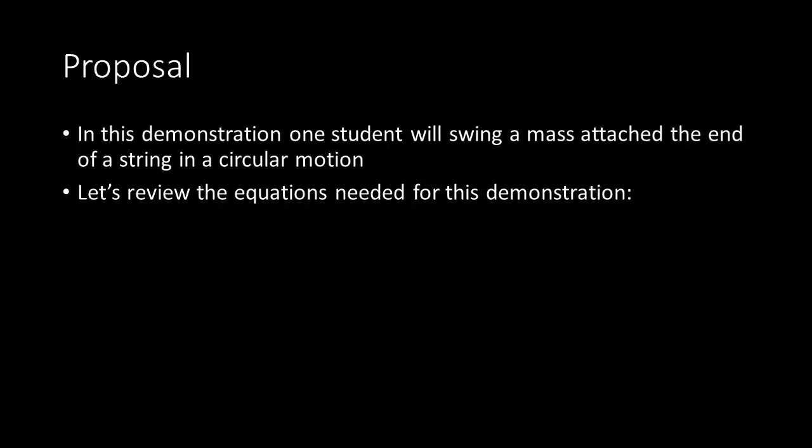Alright, so in this demonstration, one student will swing a mass attached to the end of a string in a circular motion. Let's review the equations needed for this demonstration. Students will need to know that the velocity of an object in rotational motion is equal to the circumference of the object's path divided by the period of the object's revolution. Also, that centripetal force is equal to mass times velocity squared divided by radius.